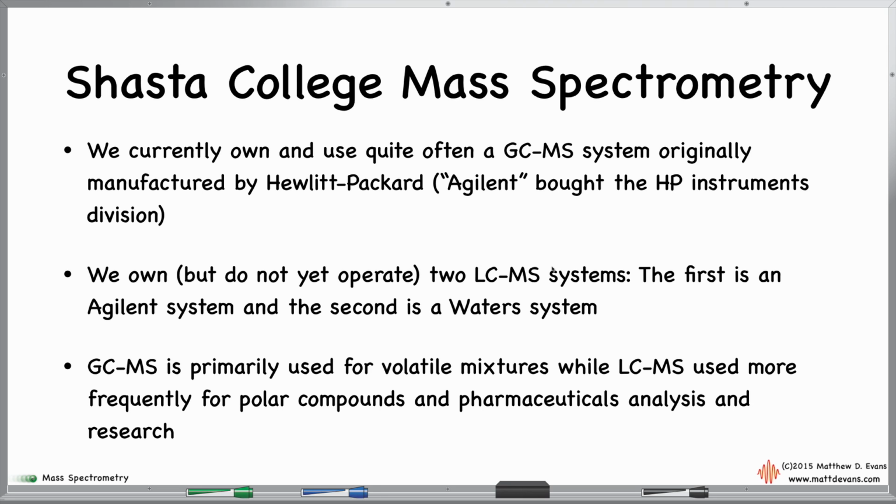GCMS is primarily used for volatile mixtures. So when we have a mixture of volatile components, meaning relatively low boiling points, they're easily vaporized, we can use GCMS. In fact, we've been using it all last semester and fall semester for our mixtures. LCMS is used more frequently for polar compounds, ones that have higher boiling points, or they have to be dissolved in a polar solvent. And a lot of the time you're going to find a pharmaceutical company owns many of these LCMSs because they're using it all the time to look at purity of compounds. And just like we use it, they're going to prove that they synthesized the structure that they say they did. Okay, so that's the use.